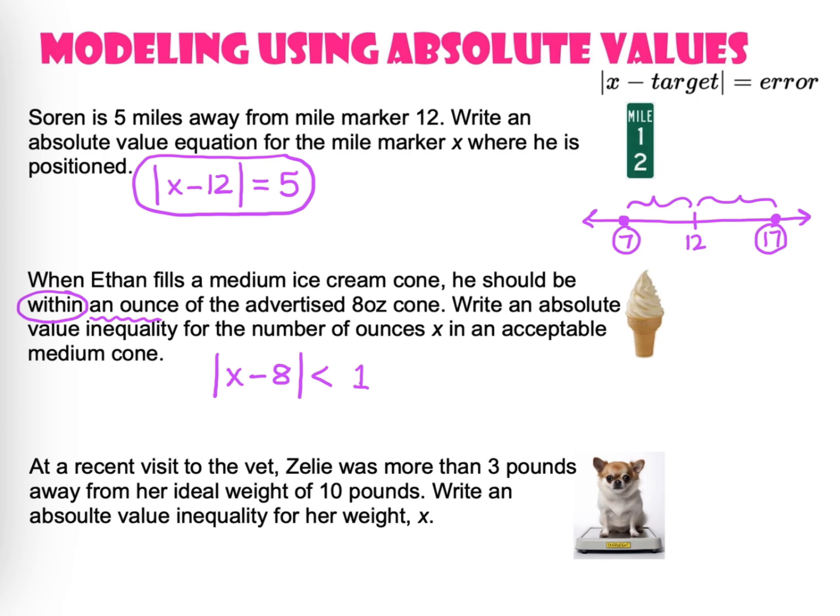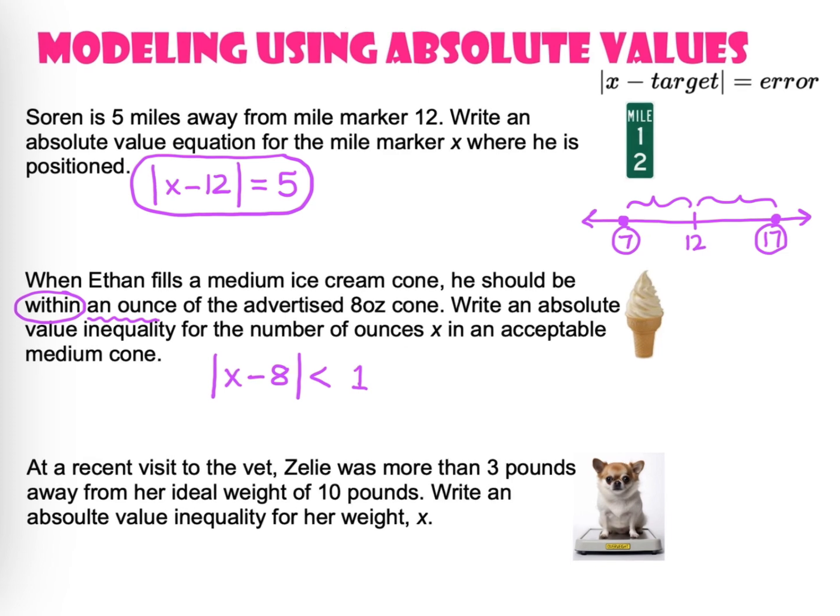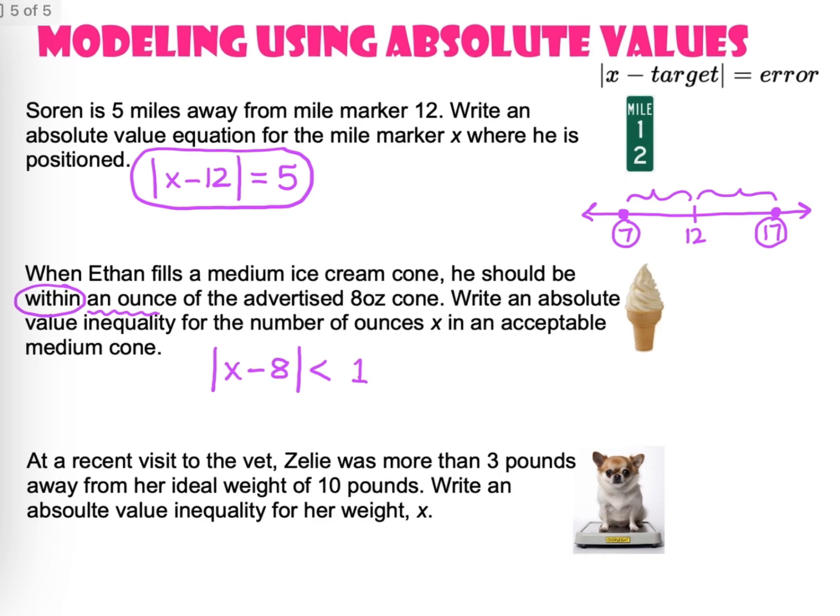Now, this is sort of up to interpretation, but he should be within an ounce. Do you think we would accept it if he filled it to 9 ounces? I mean, everybody's going to be happy with an extra ounce. Maybe we should think the other way. Would we be accepting this if he only filled it to 7 ounces? Would you say 7 ounces is within an ounce of 8? There is some interpretation here, but we're going to usually say that within means that we're allowed to be 1 ounce away, and that's okay.